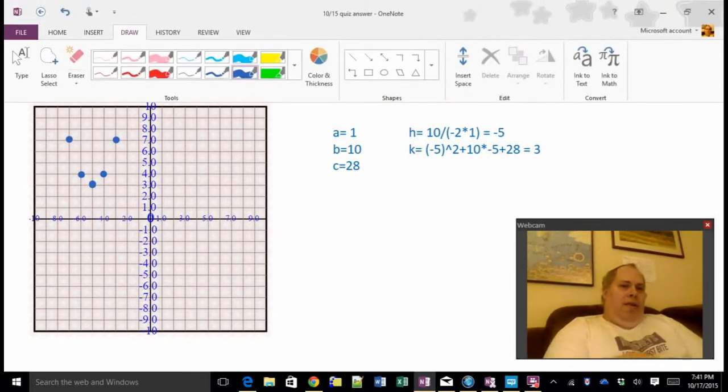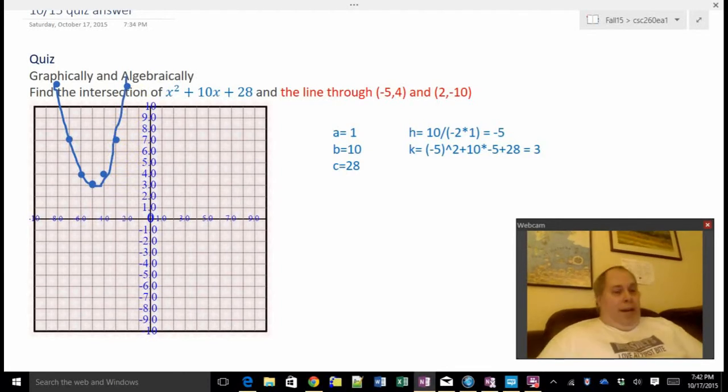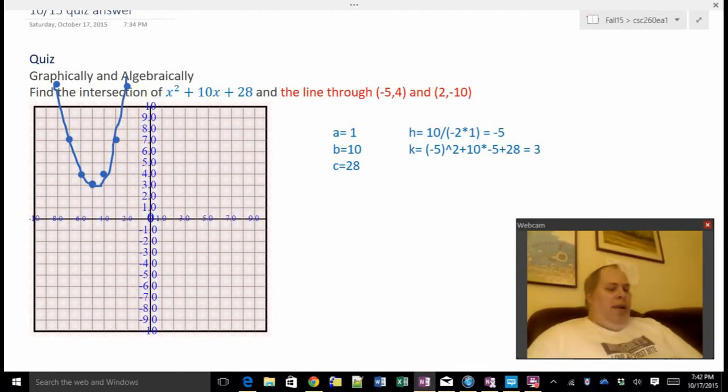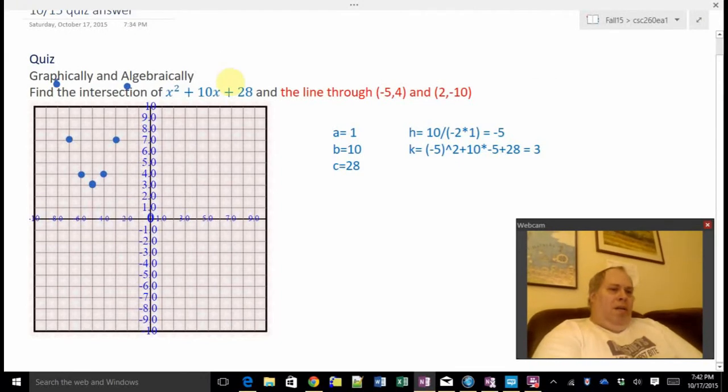And now, if I draw the quadratic through those points, I'm going to get something that's about that shape. Okay, and that's probably fairly consistent. I might want to draw it a little more carefully. Let's try it again. Yeah, that's a little neater.